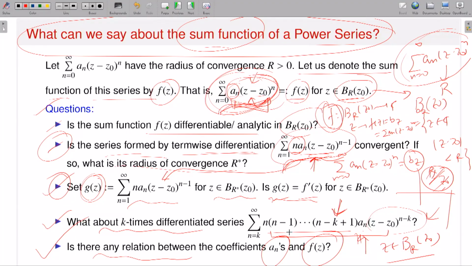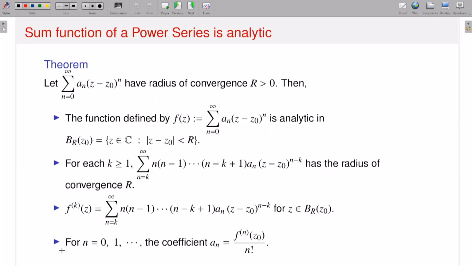If I consider the second derived power series, then the second derivative of f will be exactly equal to the sum function of the power series where each term is the twice differentiated term of the original series, and so on and so forth. So later in my slides you will see answers to all the questions, these 1, 2, 3, 4, 5, and you will see all will have positive answers. So the first conclusion is that yes, if I start with a power series around the point z naught, then it will have a sum function, and the sum function will also be analytic. That is very important. Okay, so this is the theorem.